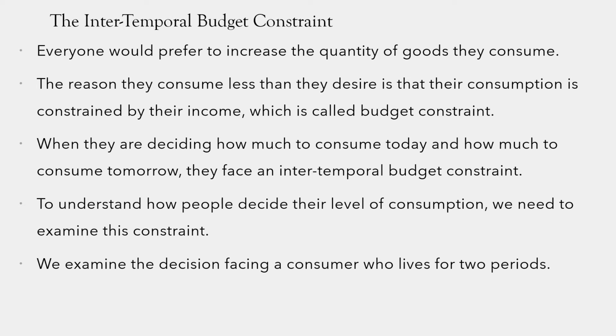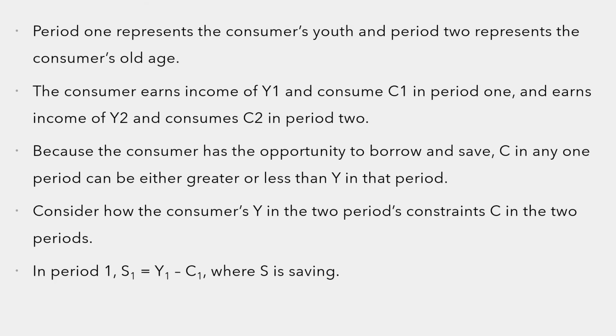When people are deciding how much to consume today and how much to consume tomorrow, in taking this kind of decision, they will face an intertemporal budget constraint. They will take into consideration the budget constraint for today and the budget constraint they would be experiencing tomorrow. To understand how people decide their level of consumption, we need to examine this kind of constraint. We examine the decision facing a consumer who lives for two periods.